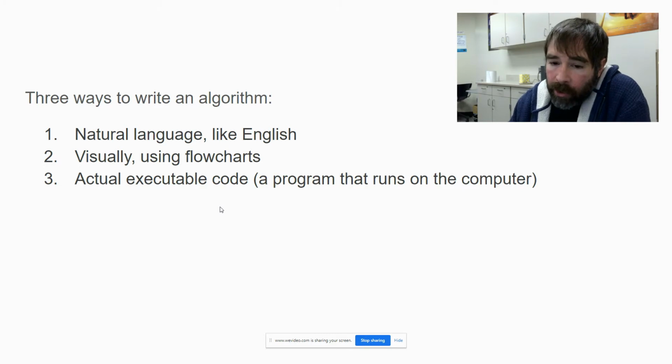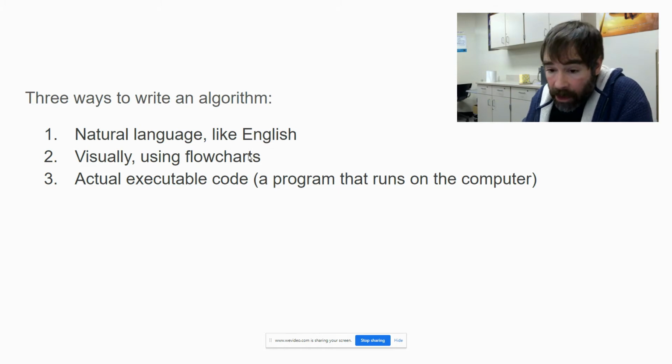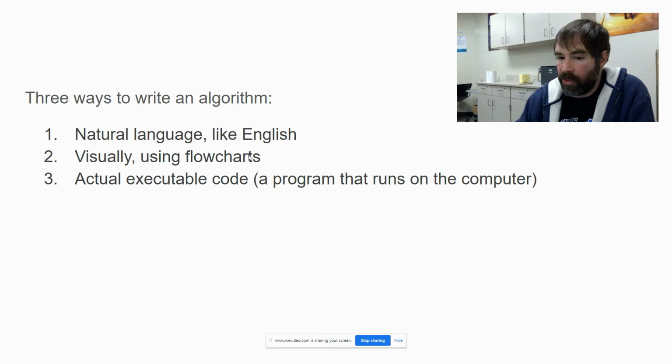The reason that we are doing it like this is it's important to understand algorithms because that's how computers think. So if we can write an algorithm in natural language, and then we can write it in a flow chart, then when it comes time to create code, we understand how the computer thinks, and then it's easier to write that code.